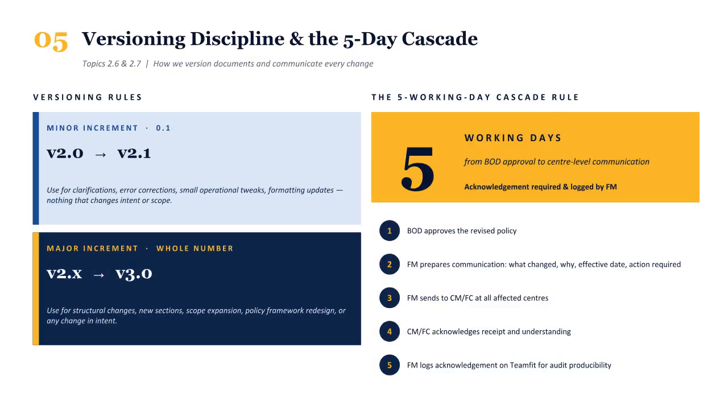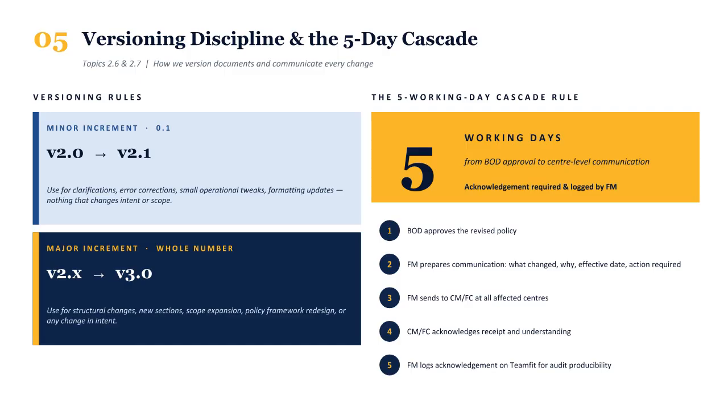Versioning first. A minor increment, that's a 0.1 bump, for example version 2.0 to 2.1, is used for clarifications, error corrections, small operational tweaks, formatting updates. Nothing that changes intent or scope. A major increment, a whole number jump, for example version 2.x to 3.0, is reserved for structural changes, new sections, scope expansion, or any change in the intent or framework of the policy. Get this wrong and you lose auditability.